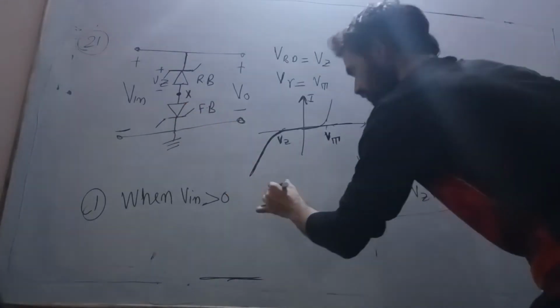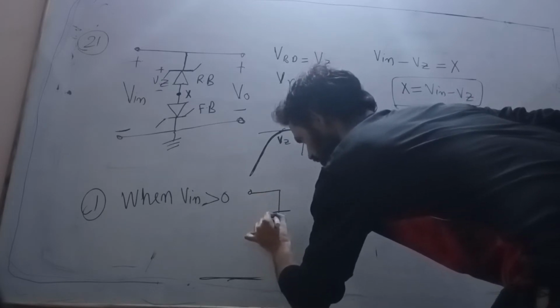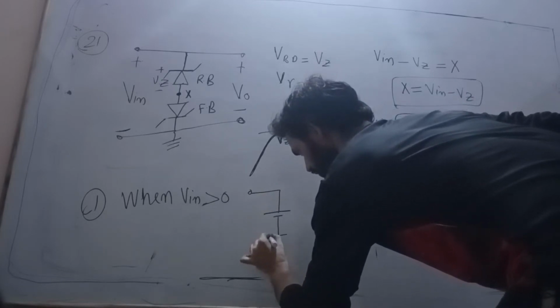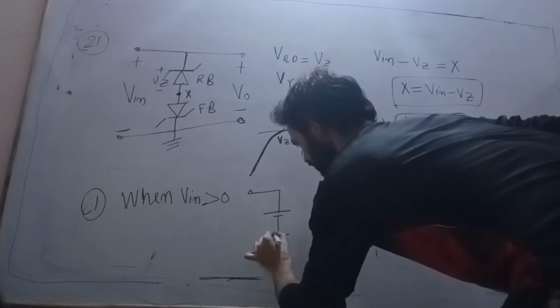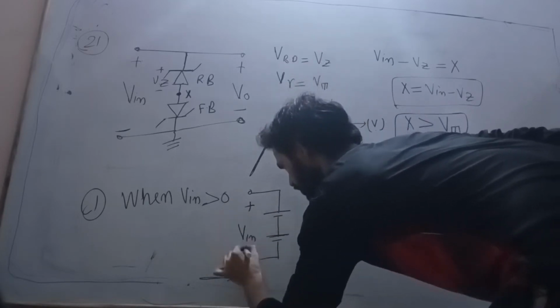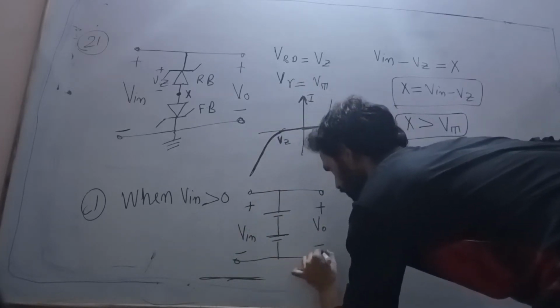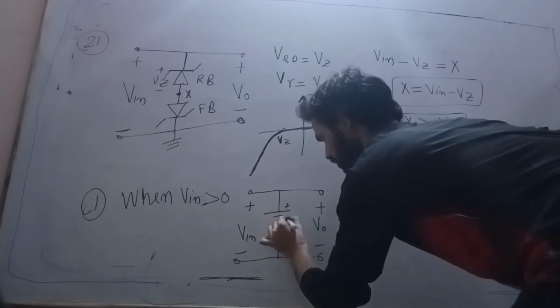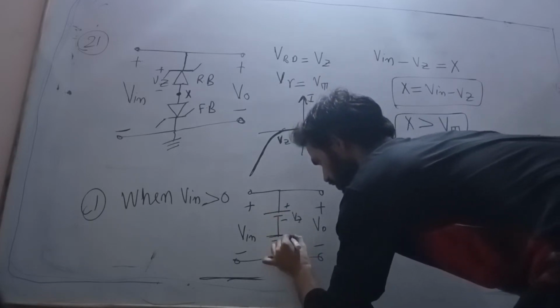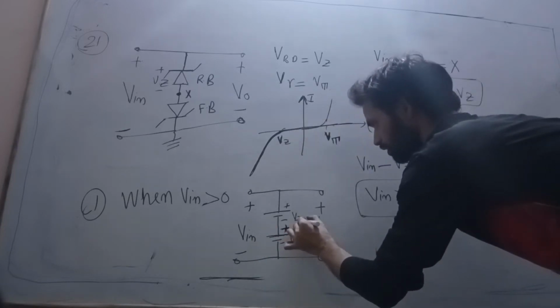Okay, so now we will see this circuit here. This diode is in breakdown region and this one is in forward bias. This is my V in, positive, negative. This is my V out, positive, negative. What is this VZ? What is this VT? Positive, negative.